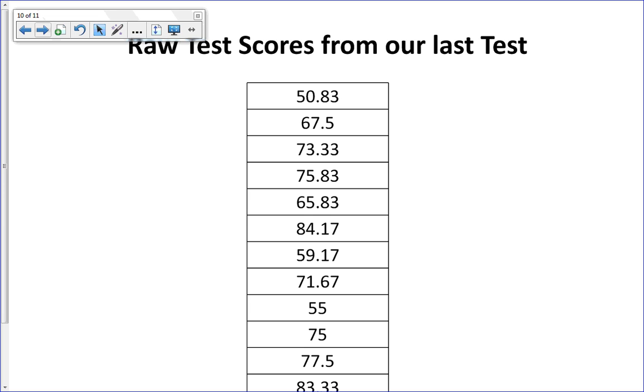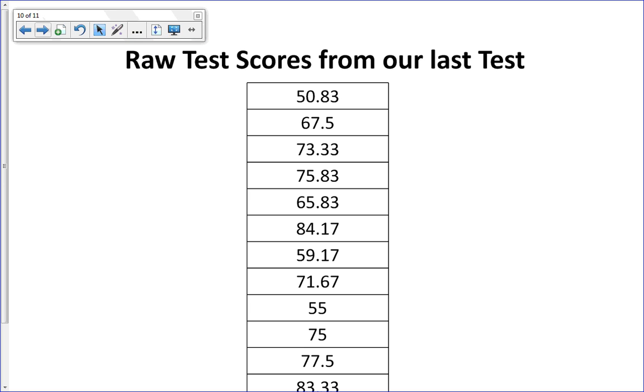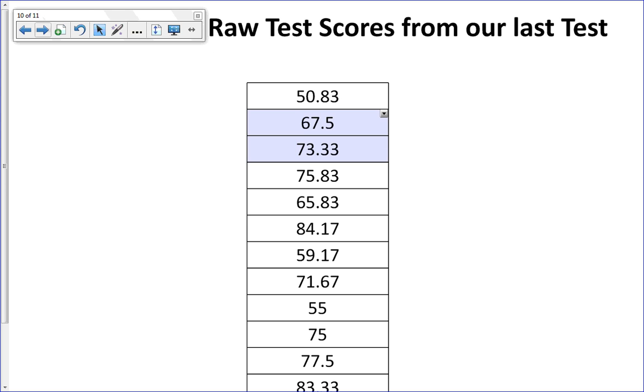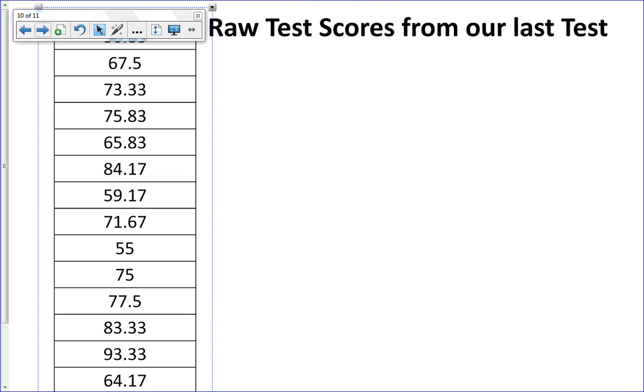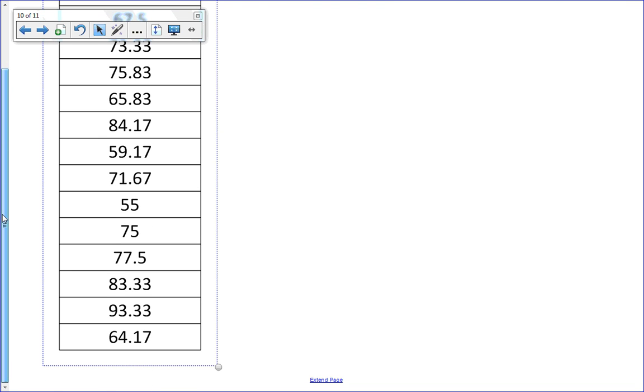Okay, so here are the raw test scores from our last test. I've used the AP rubric and scaled it so it's a percentage instead of the raw test scores. I want to show you how to do a distribution on your calculator. If you have your own calculator, or if you have the TI right there, go ahead and open it up.